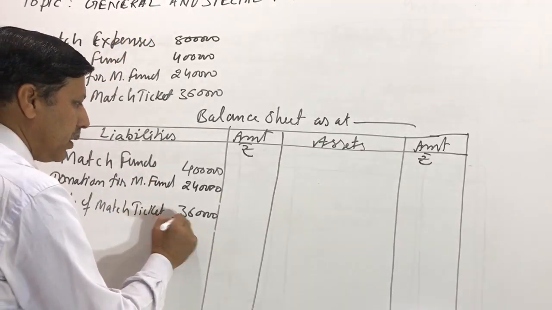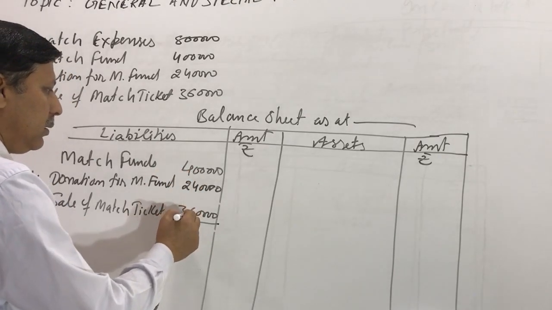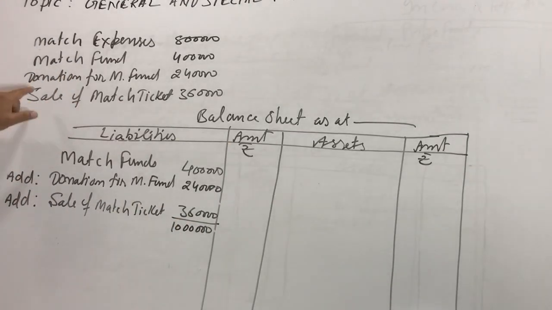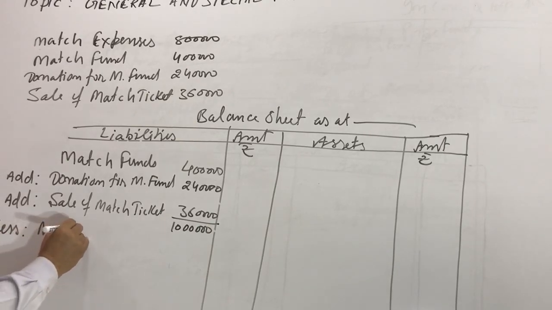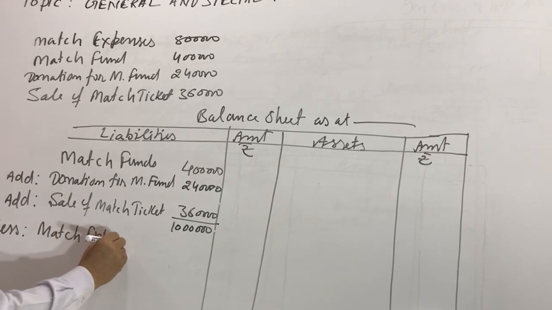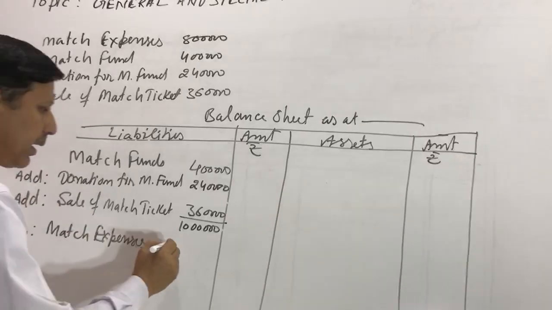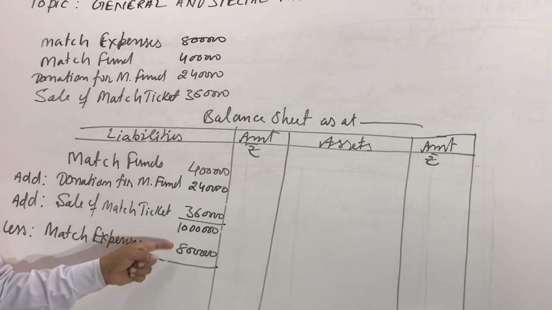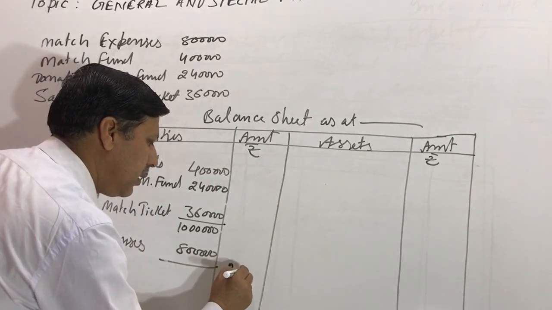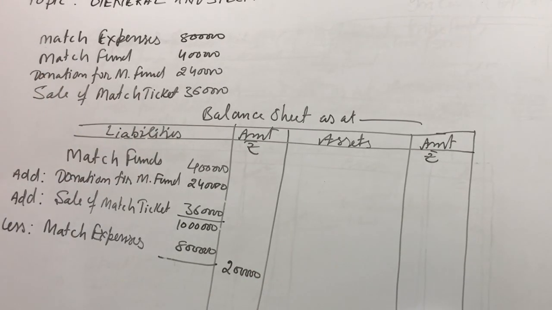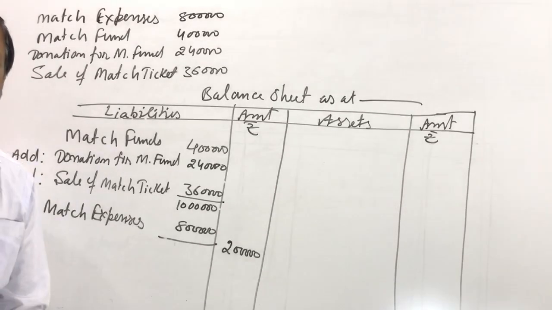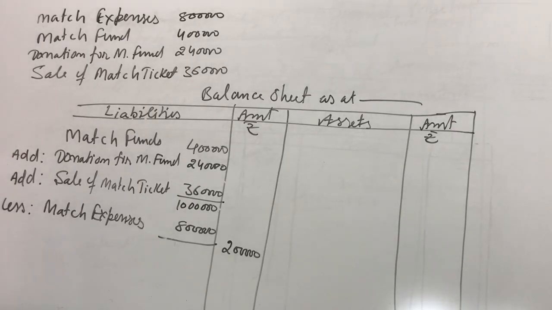First we add it, that is 10 lakh. Now match expense less match expense, that is 8 lakh, right? Now we deduct 8 lakh from 10 lakh, that is 2 lakh. It is a positive balance. Okay, so we can show these items in the balance sheet, and it is specific fund, or you can say specific purpose fund.